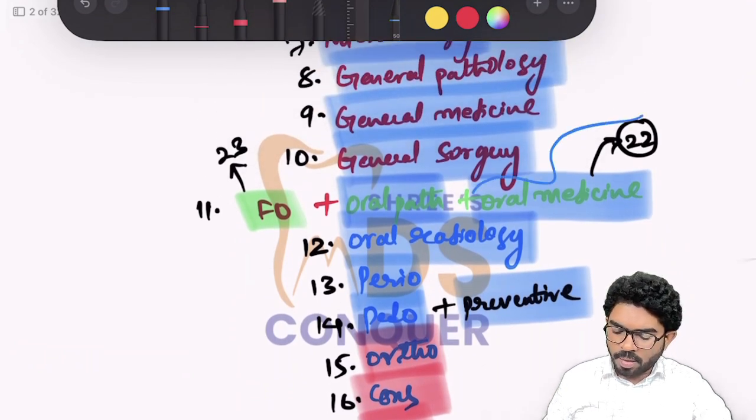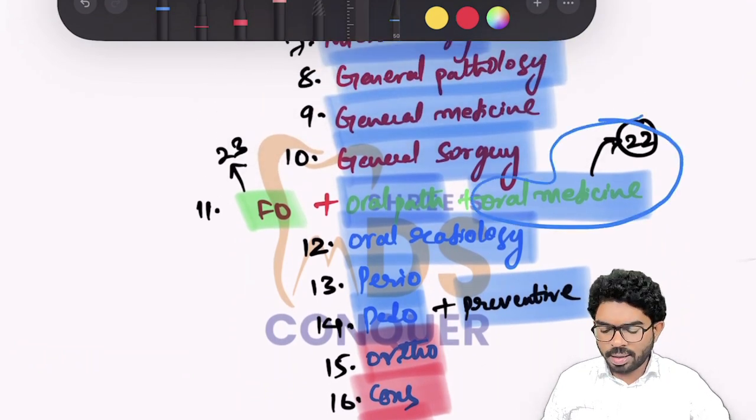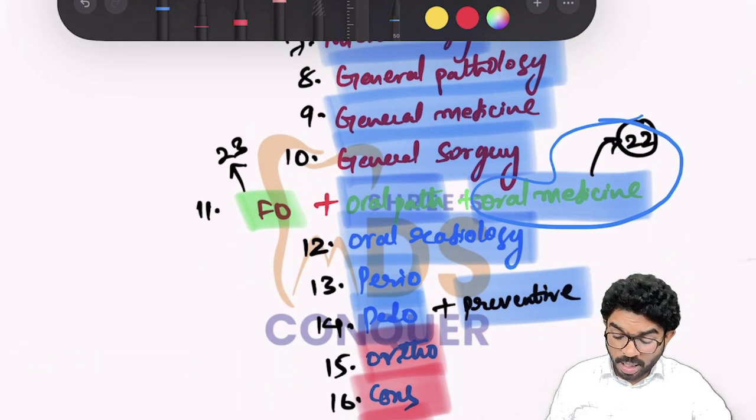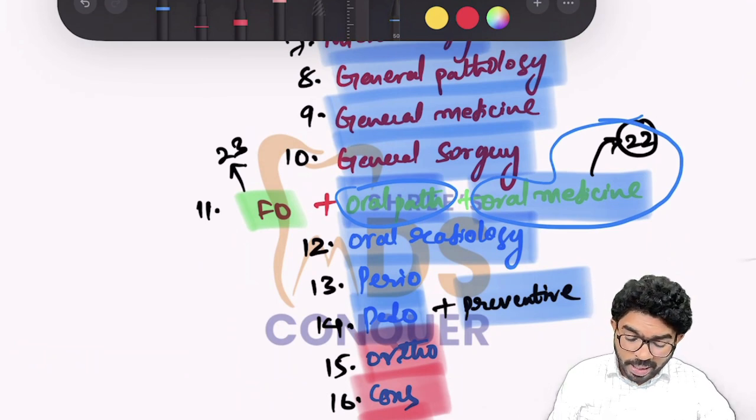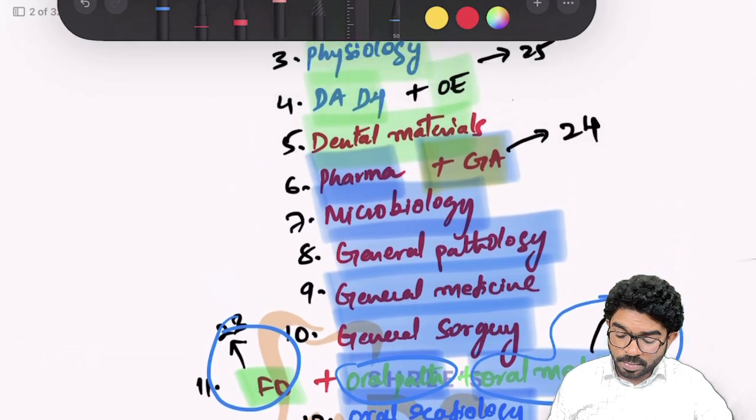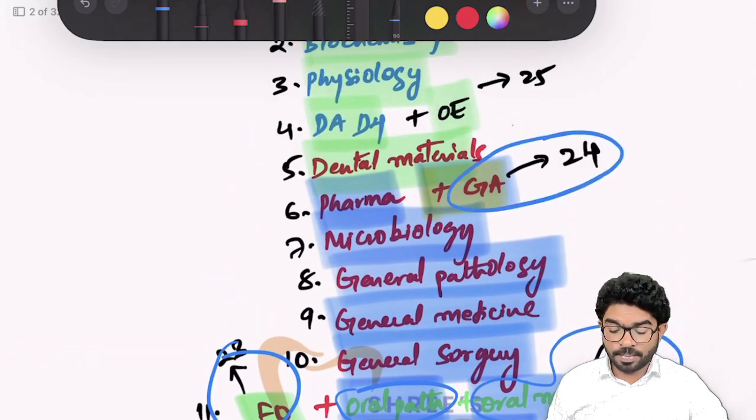Medicine, normally oral path and oral medicine, we read together. I want to segregate medicine as a separate subject. I want you to focus more on histopathological features. Don't miss histopathological features. 22. 23 is forensic odontology. 24 is anesthesia.